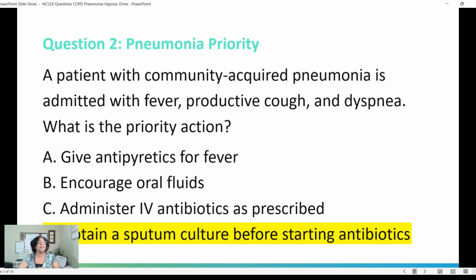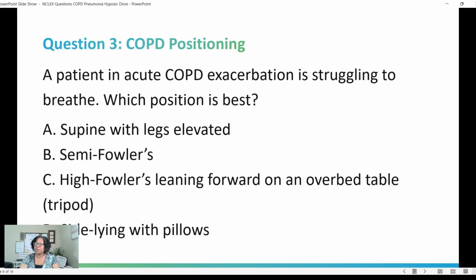In this question, the culture is kind of like the foundation. Everything builds on it. You need to know what the pathogen is first, what you'll receive from the culture results, and then that will determine the antibiotic and things like that. So for this question, sputum culture is the main priority. Alrighty, let's move on to question 3.